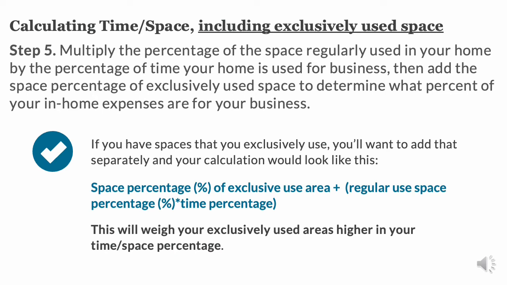Of course, exclusive use is weighed differently in the overall time-space calculation because the space is used 100% of the time essentially. Your exclusively used areas would weigh higher in your percentage calculation. If the providers have spaces that they use exclusively, they'll want to add that separately, and the calculation would look like this. This will be done in step 5 in our steps outlined here in the guide.